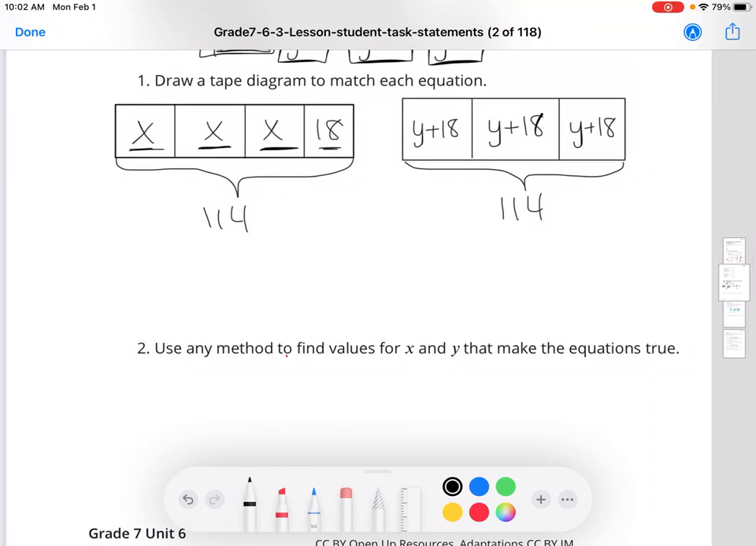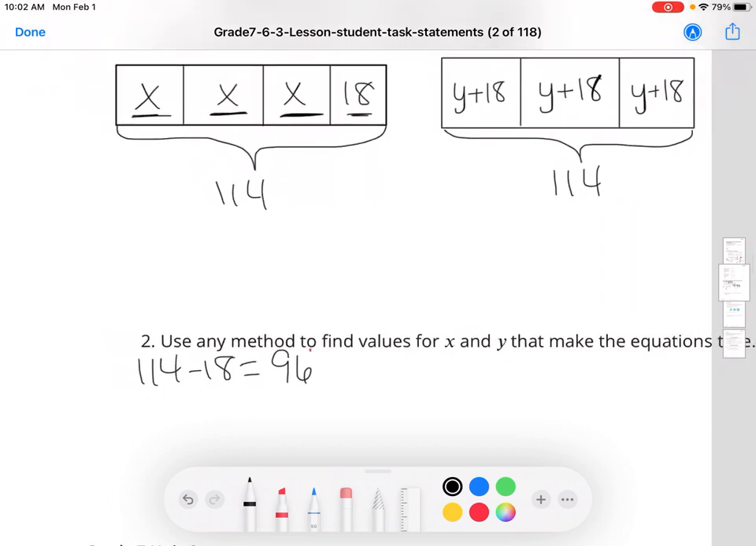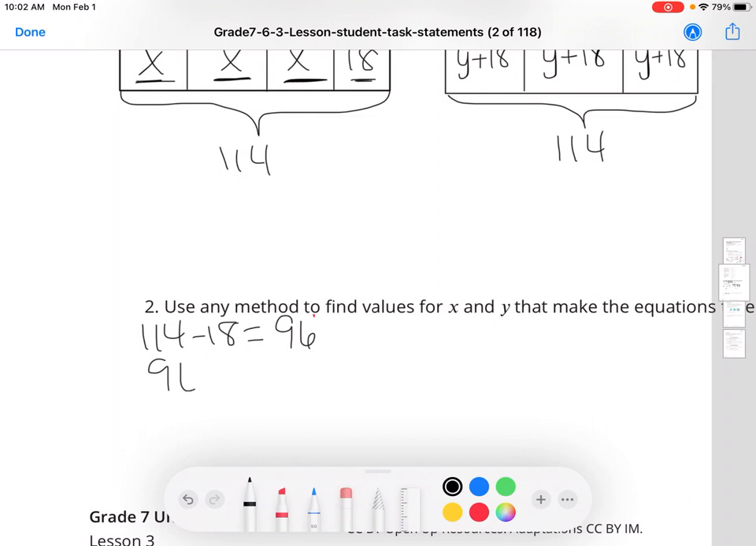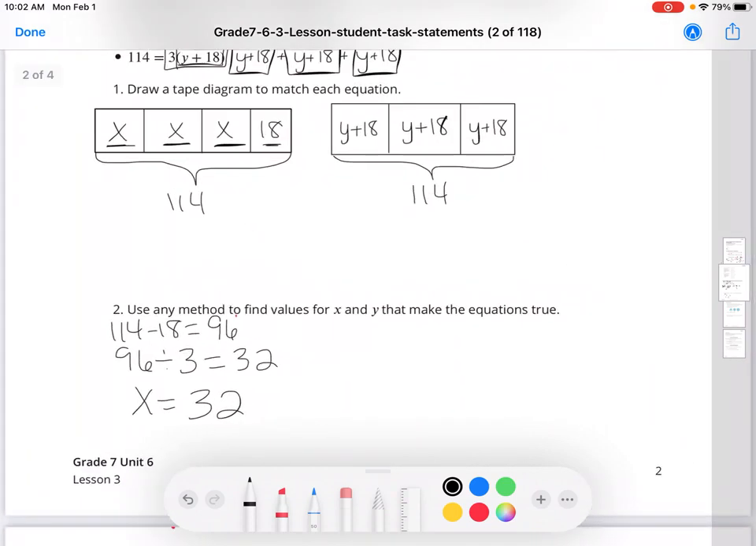So first I would want to subtract 18. So 114 minus 18 equals 96. So I know that my 3 equal parts have to equal 96. So then I could just divide 96 divided by 3. And that tells me that each part is equal to 32. So my x variable represents 32.